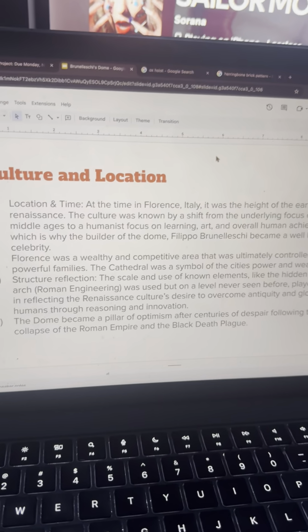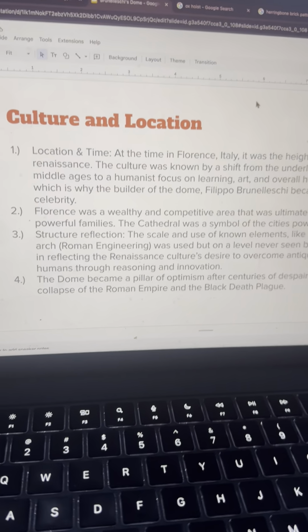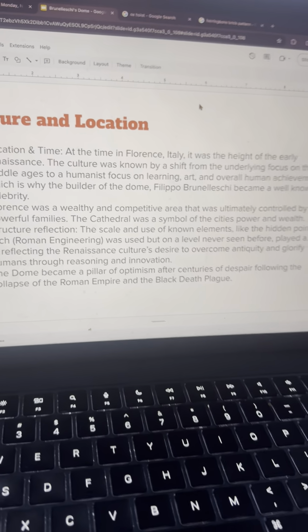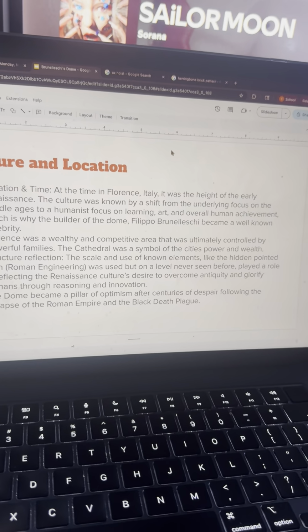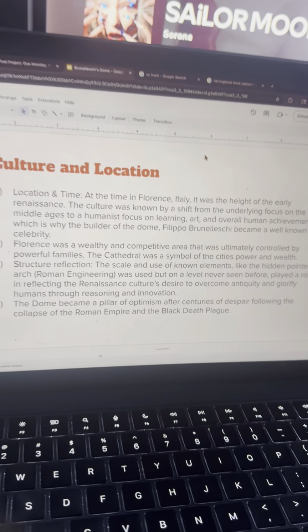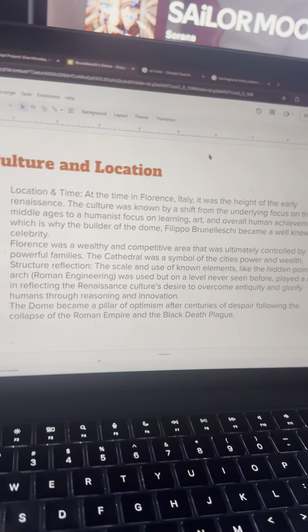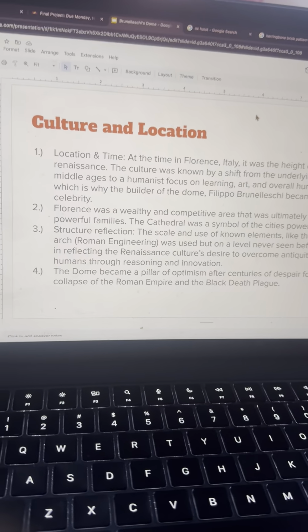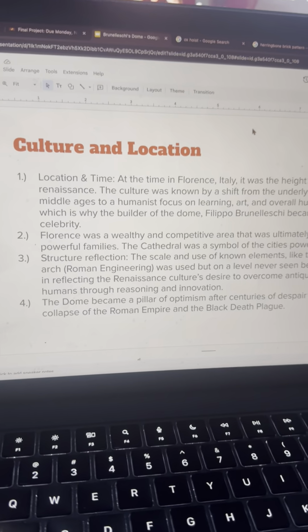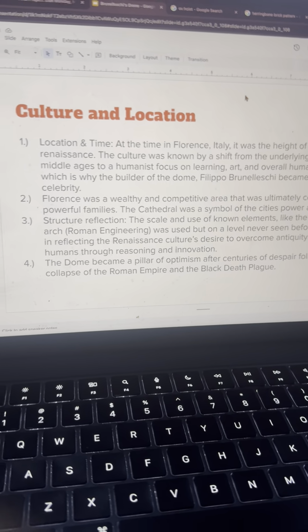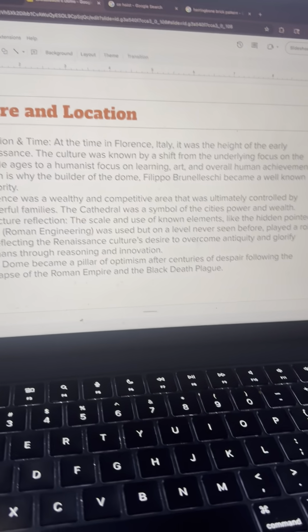Quick reflection of the structure: the scale and use of known elements like the pointed arch, which was given by Roman engineering, was used but on a level never seen before, which played a huge role in reflecting the Renaissance culture's desire to overcome antiquity and glorify humans through reasoning and innovation. The dome became a pillar of optimism after centuries of despair following the collapse of the Roman Empire and the devastation of the Black Death plague.